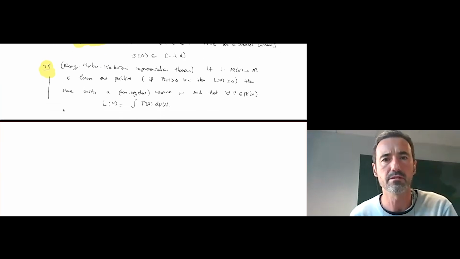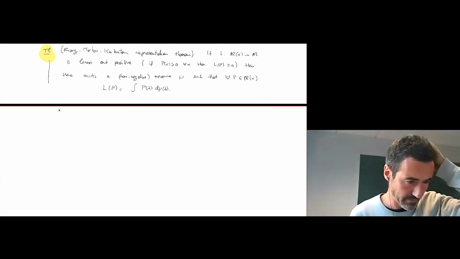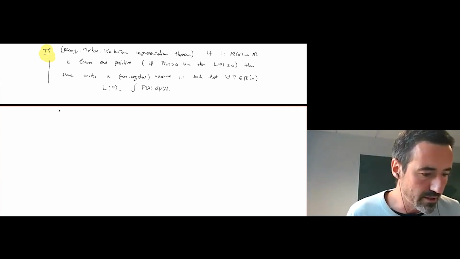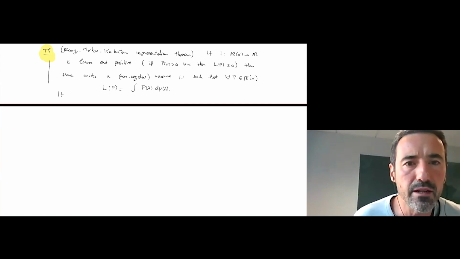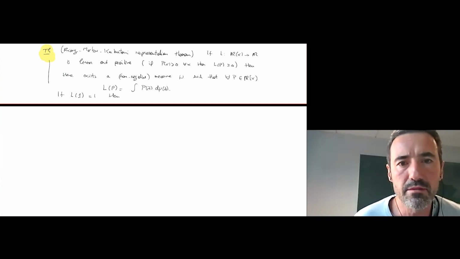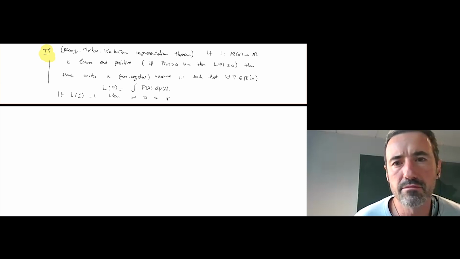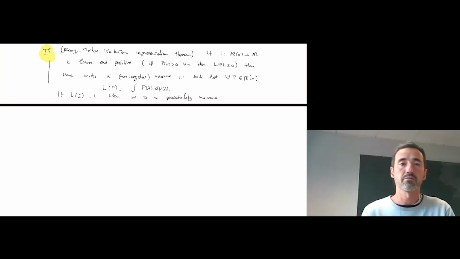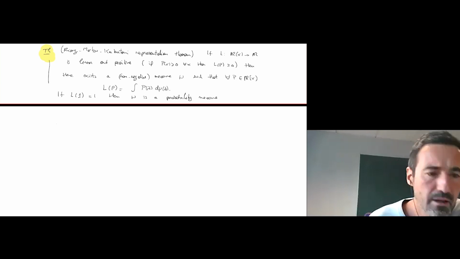Okay, so why is it relevant to define the spectrum of an operator? So this is a very important piece, okay? And of course, if L(1), the constant polynomial equal to one, is one, then mu is a probability measure, okay? Because if you apply that to P(lambda) equal to one, what you require is that your measure is a probability measure.